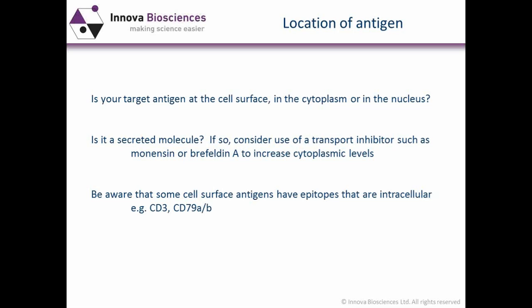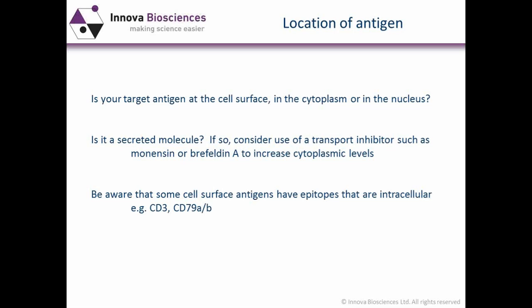If you want to increase the concentration of the cytokine within the cell, you can use a transport inhibitor such as monensin or Brefeldin A to increase the levels of the protein. This often involves a pre-incubation of perhaps 4 hours before you undertake your flow cytometry staining.